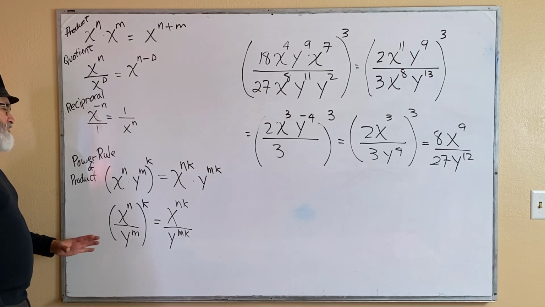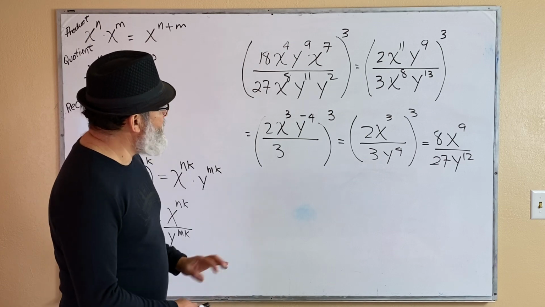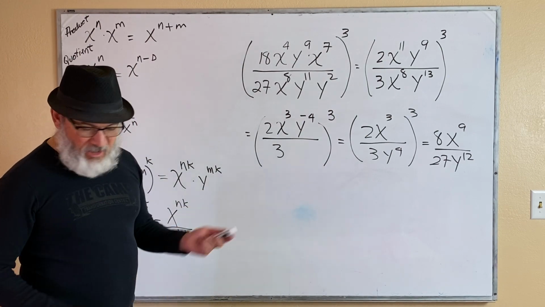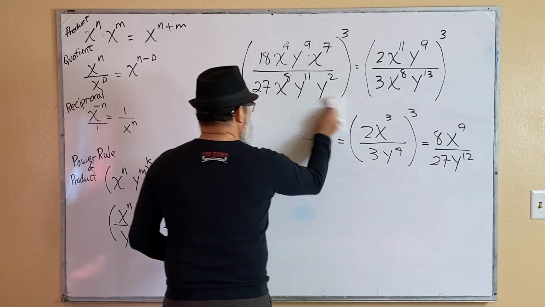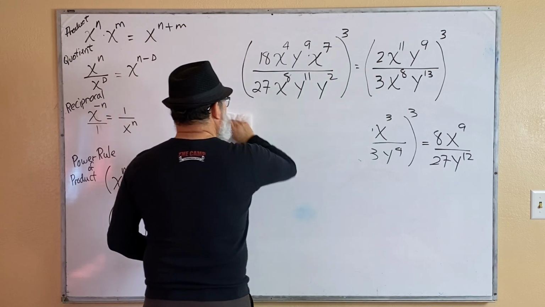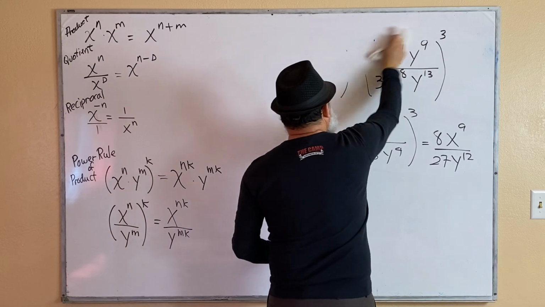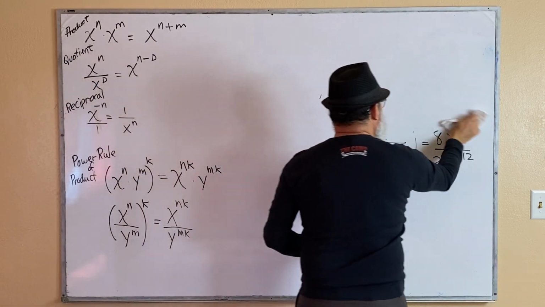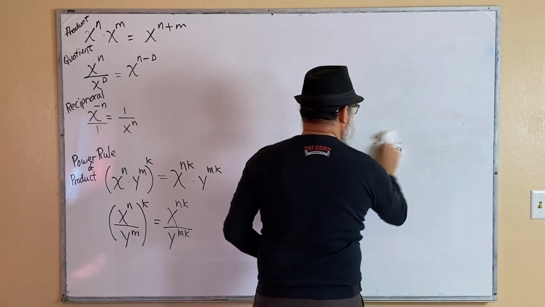All right. There's one more rule that I want to go over, and then we're done with this section, okay? One more rule, which is the following. I need the room, so I'm going to have to erase it.